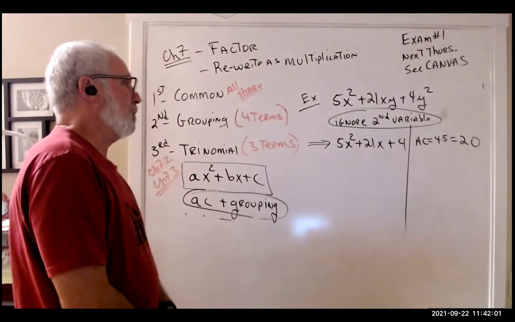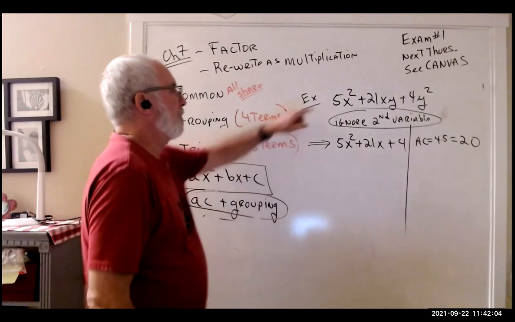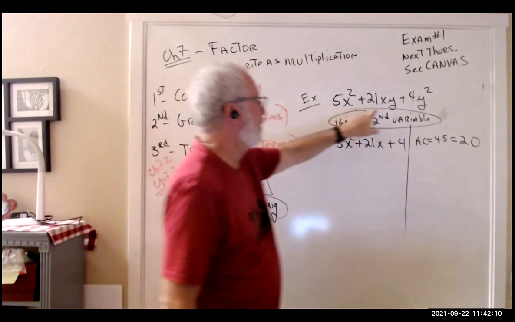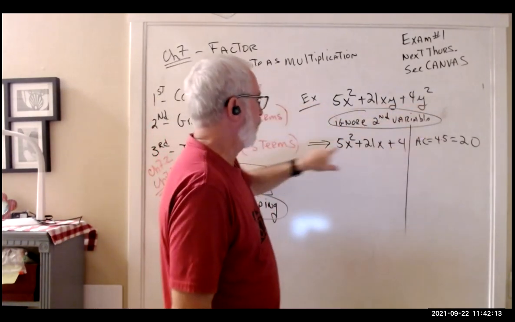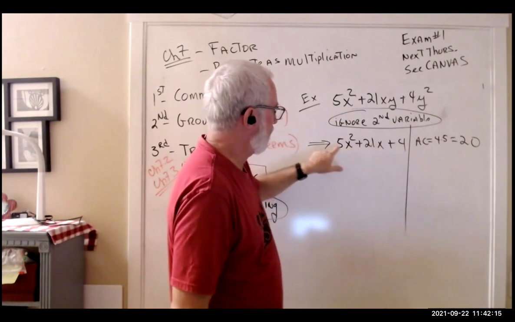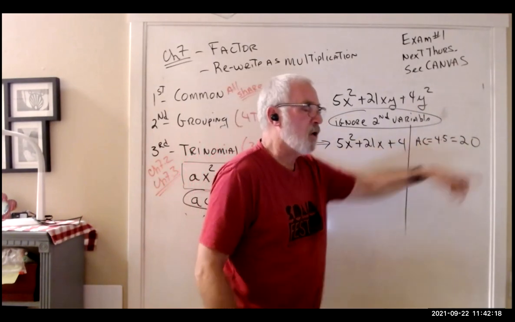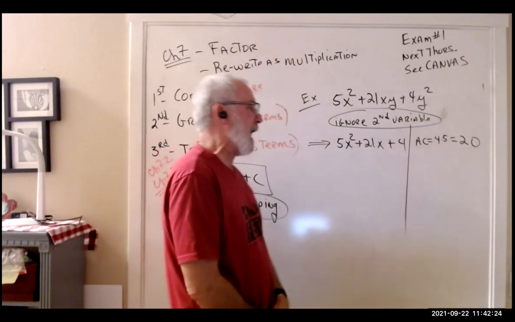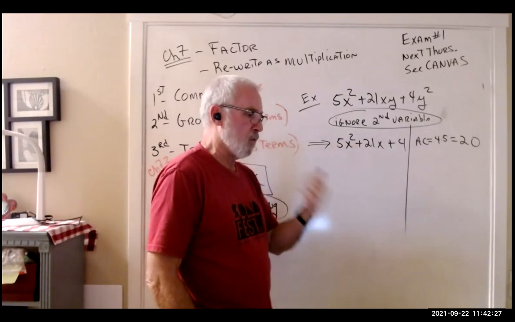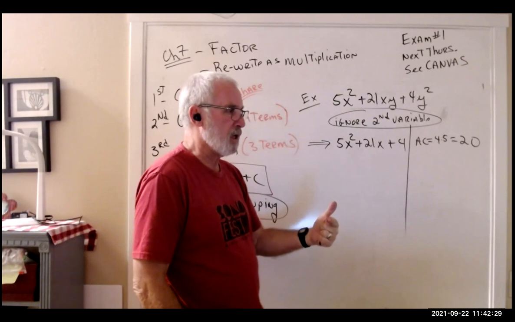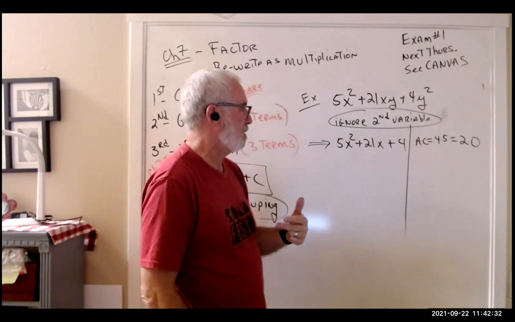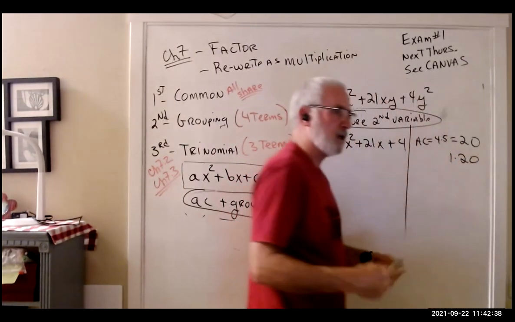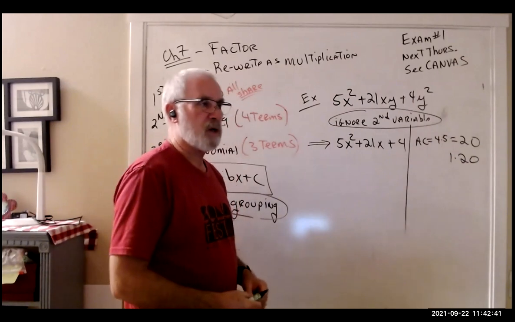All right, so here we go. The original trinomial had two variables, x's and y's. We're ignoring the second variable, the y. Okay, so we're doing this problem. In this problem, 5 times 4 is 20. That's my AC. But what times what makes 20 and adds to 21? What times what multiplies to 20 and adds to 21? Well, to me, 1 times 20 or 20 times 1, it doesn't matter.